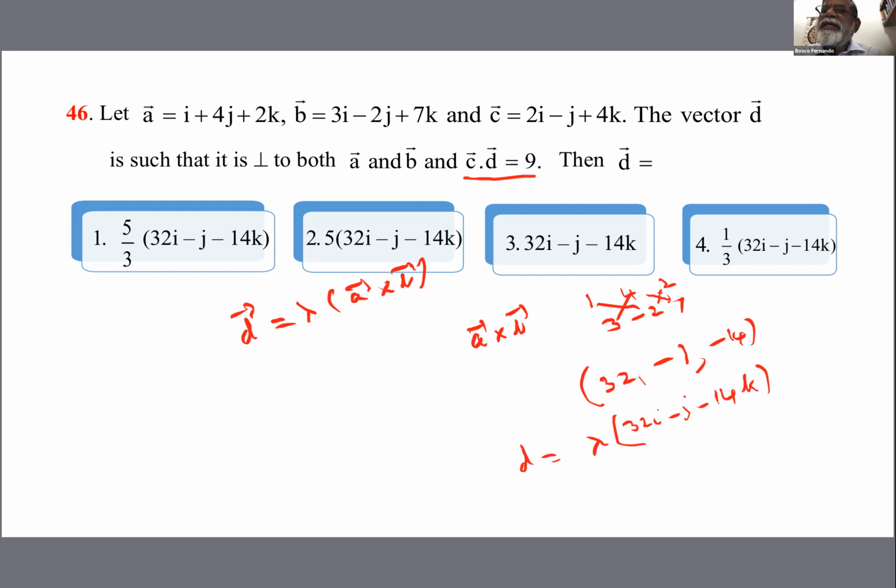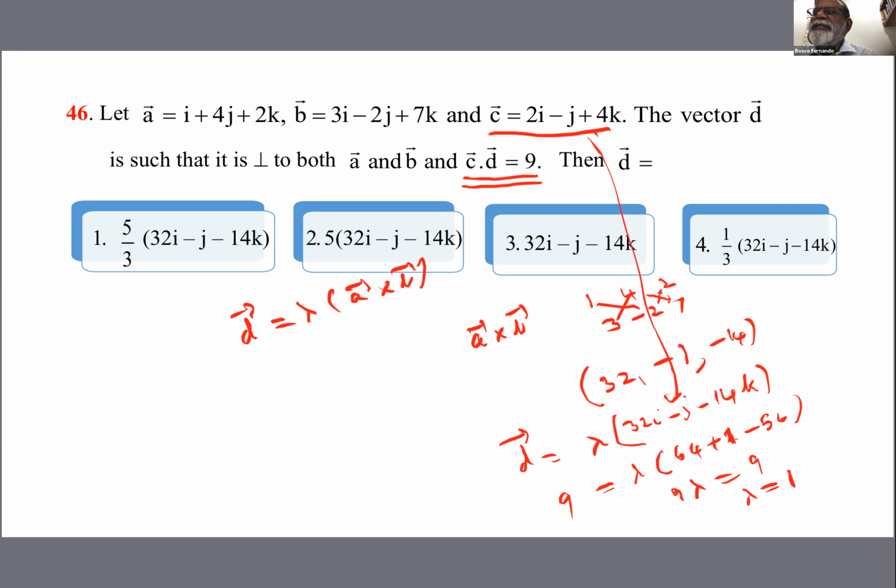Further, it is given that C dot D is 9. So take the dot product with this D. So 9 is equal to lambda times (64 plus 2 minus 56), that is 66 minus 2 plus 1... So 9 lambda is equal to 9. So lambda is equal to 1. So D is equal to 32I minus J minus 14K, option number 3.